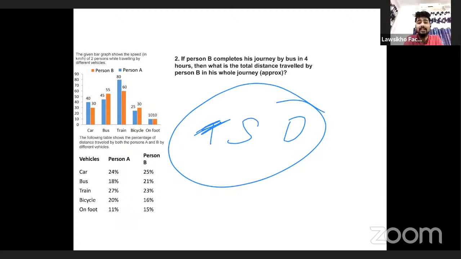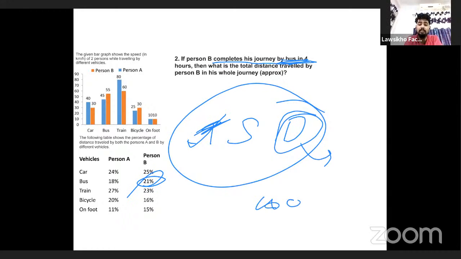तो अब देखो इस पे क्या दिया है? If person A completes his journey by bus in 4 hours, मतलब टाइम दिया है. ठीक है? Then what is the total distance traveled by person B in his whole journey? Distance you need to find. ठीक है? अगर तुमने बस का डिस्टेंस निकाल लिया तो यू कैन फाइंड द टोटल डिस्टेंस, बिकॉज बस का शेयर वाज 21%. तो अगर कुछ भी नंबर है, से यू हैव 100 एंड यू नो इट इज 21% ऑफ द टोटल जर्नी, तो तुम निकाल सकते हो कि टोटल जर्नी का डिस्टेंस कितना था.